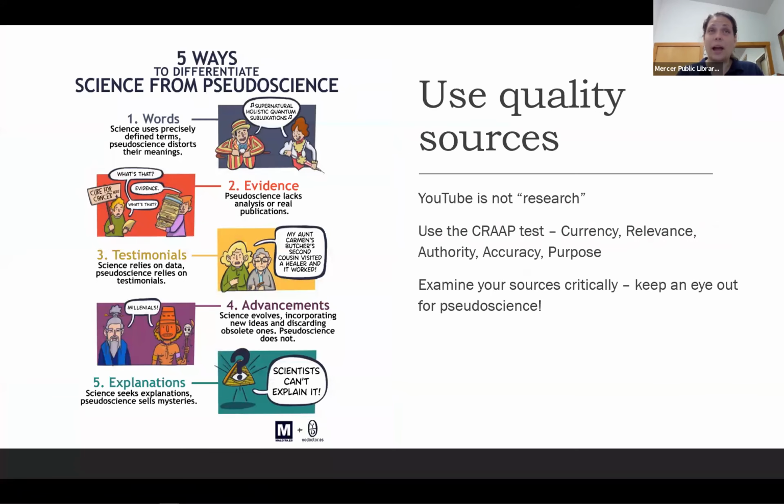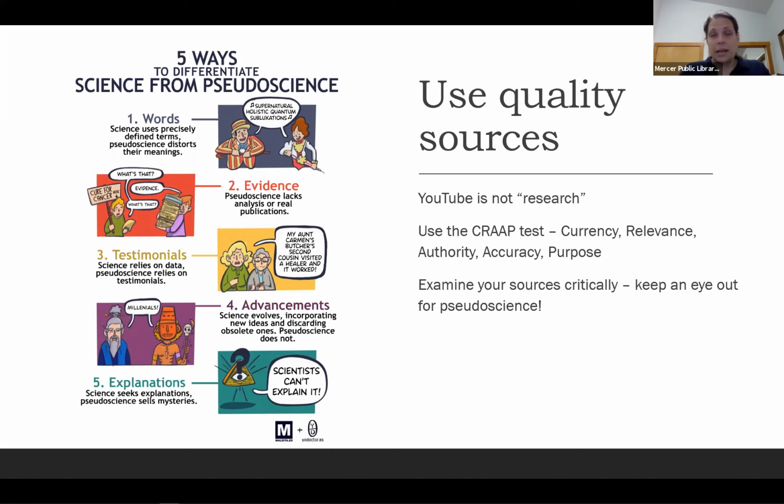What you need to do if you're actually researching a topic is use quality sources and keep your eyes and ears open for pseudoscience. So again, YouTube, not research. Use that CRAP test that we talked about: currency, relevance, authority, accuracy, and purpose. That works just as well on academic research as it does on a website or an online resource. So examine your sources critically and keep an eye out for pseudoscience.